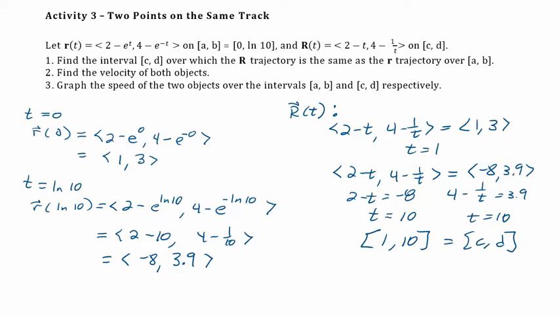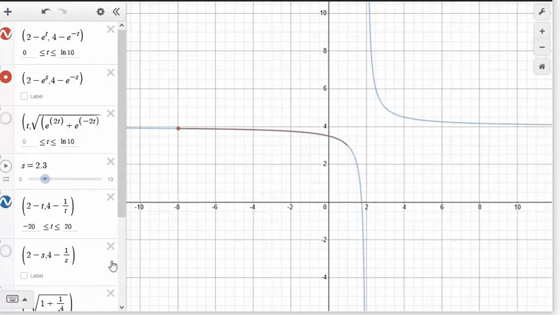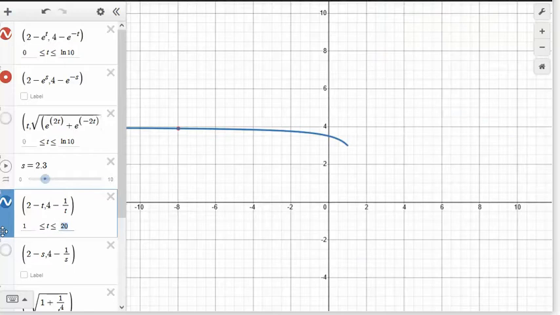So let's go check this out in Desmos. All right, I'm going to turn on the vector valued function there. And let's put the t values in from 1 to 10. All right, there we go. See, we're getting the same piece. That's awesome. All right, so now let's turn on this point.